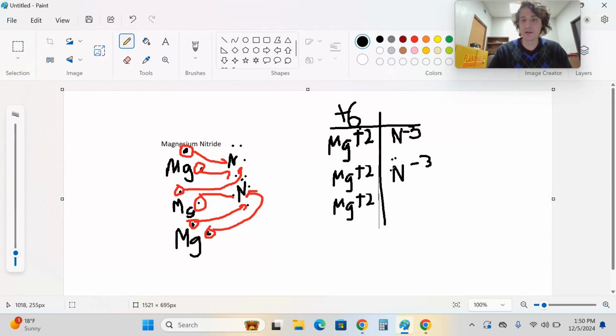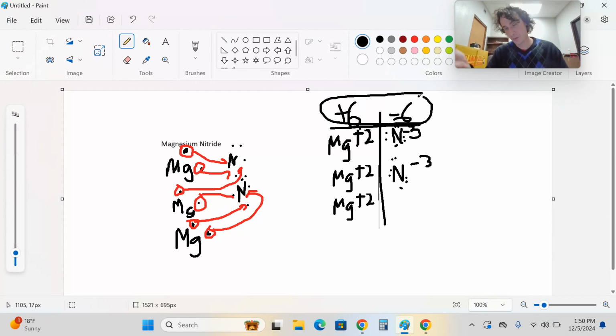And to be technical, I should include the extra electrons. It's kind of messy, though, with the way this mouse is working. And you say, oh, 2 -3s, that's -6. And you're like, oh, these cancel out. And that's exactly how it works, which means your answer would indeed be Mg3N2, okay? That's magnesium nitride.